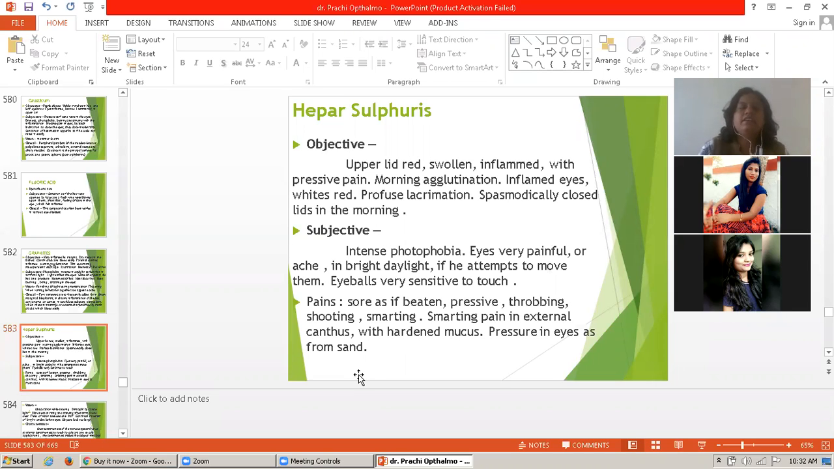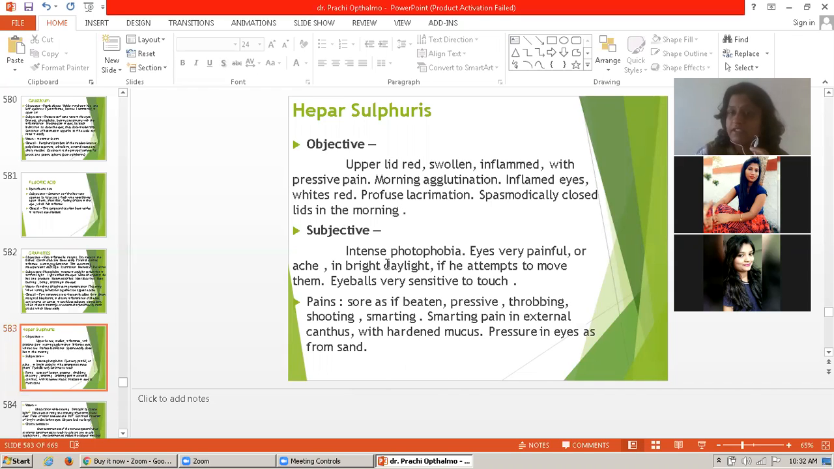So, what we can learn about Hepar sulph is a very important characteristic and sensitive remedy, useful in the diseases of the lacrimal apparatus when the lids are red, swollen, inflamed, with pressure pain and morning agglutination, and inflamed eyes with profuse lacrimation, with spasmodically closed lids in the morning.